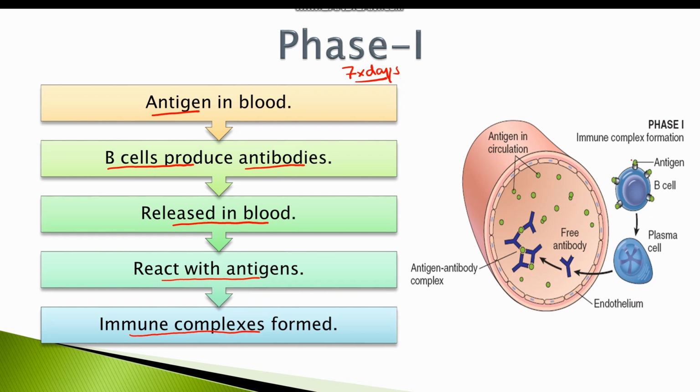As you can see here, these are the antigens which are bound to B cells. So B cells are converted into the plasma cells. Plasma cells secrete specific antibodies against these antigens. These antibodies bind to the free antigens and form immune complexes or antigen antibody complex.